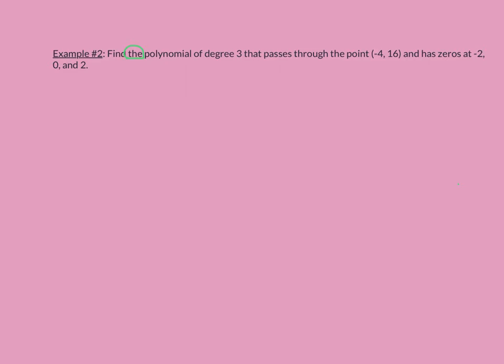So I'm going to show you how we'll write it. We are going to start off with f of x is equal to a, this will be the leading coefficient, times x plus 2, remember this comes from my -2, times x minus 0, times x minus 2.